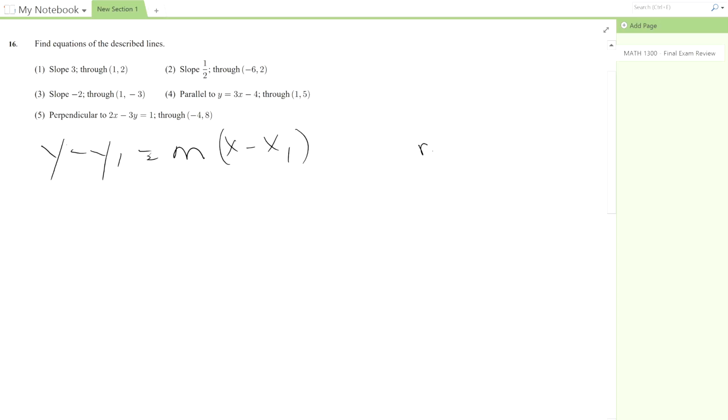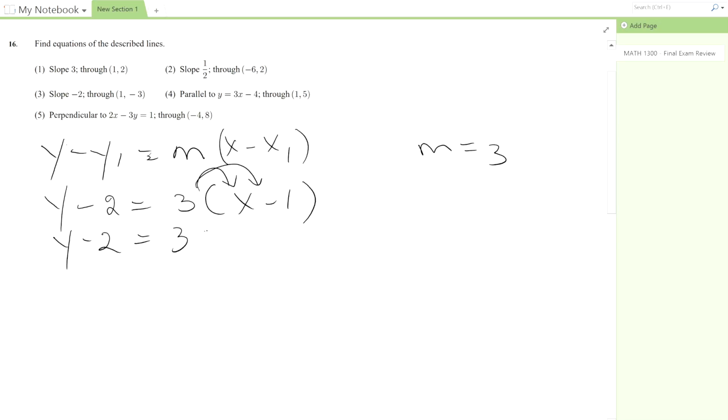So here I'm given the slope is equal to 3, m equals 3. So let's go ahead and plug everything back into this equation. We get y minus 2 equals 3 times x minus 1. Now I can go ahead and distribute this 3. I get y minus 2 equals 3x minus 3.